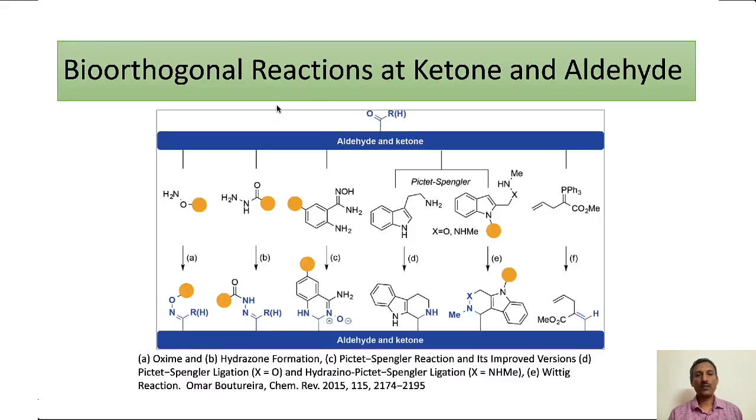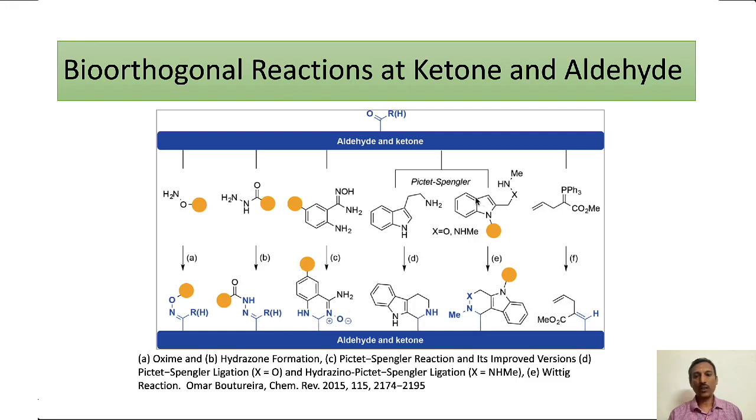There are various bioorthogonal reactions which are possible at ketones and aldehydes. Some of them we had already seen. The first one is the oxime reaction, the next one is the hydrazone formation. These two you are already familiar with. So, these are all the 2 reactions. Other than that, we also have other reactions with aldehyde and ketone substrates.